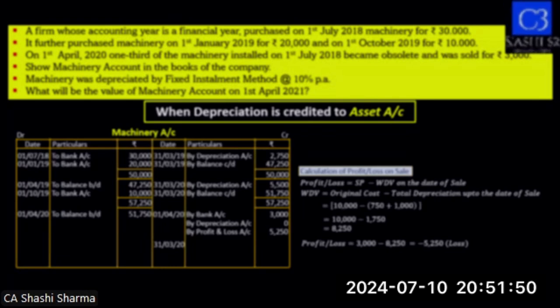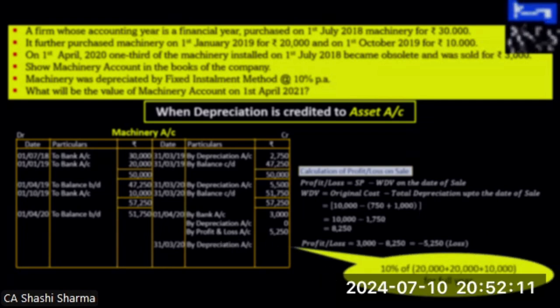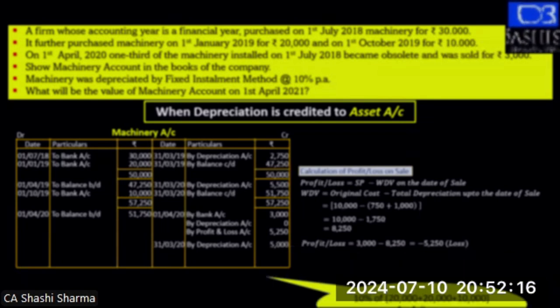Or you can simply add the cost of all these three machines, 20, 20 and 10, 50,000. And the depreciation will amount to 5,000 at the rate of 10%. So the depreciation in the third year will be 5,000. And now the balance sheet.